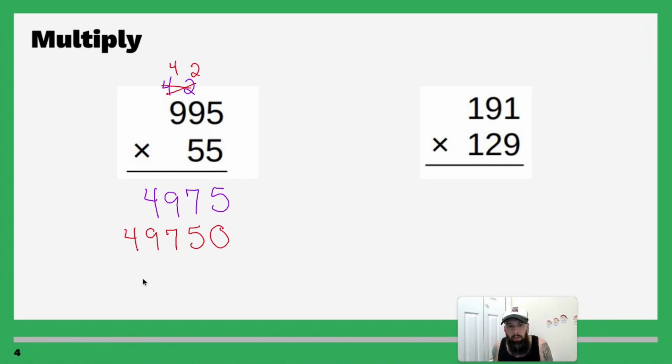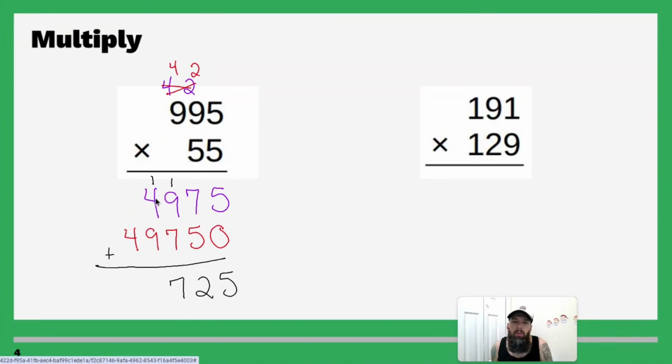Now what we do here that we didn't do before is we're going to add these two numbers. So 5 plus 0 is 5. 7 plus 5 is 12. Carry the 1. 1 plus 9 is 10. 10 plus 7 is 17. Carry the 1. 1 plus 4 is 5. 5 plus 9 is 14. Write out the 4, carry a 1. 1 plus 4 is 5. 1, 2, 3, 4, 5. So we have 54,725.